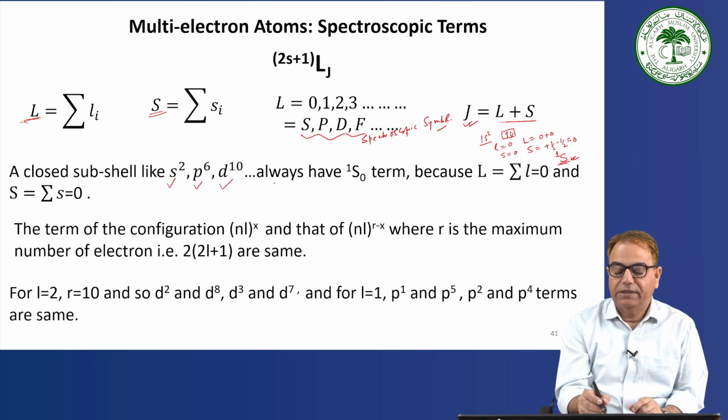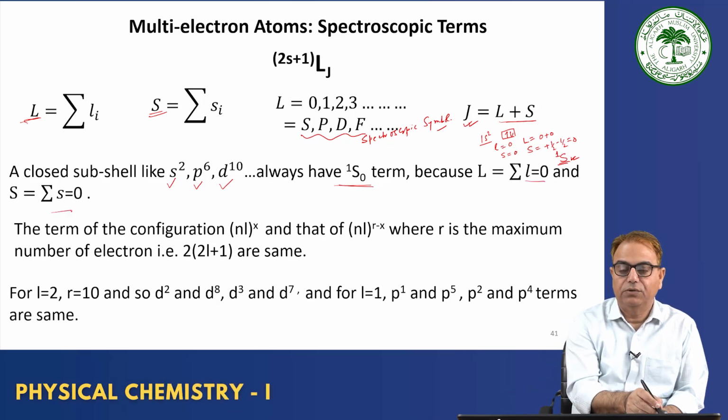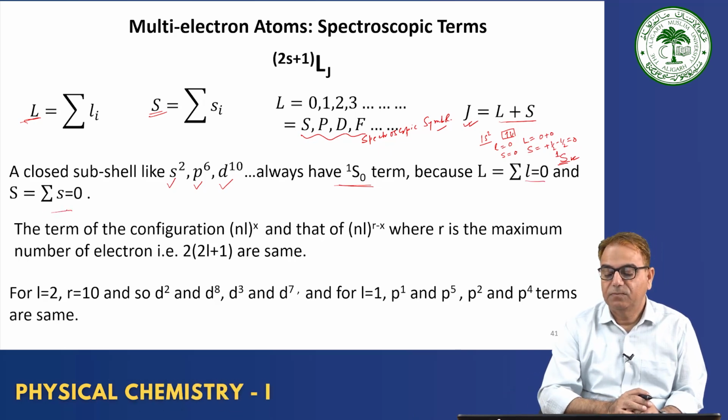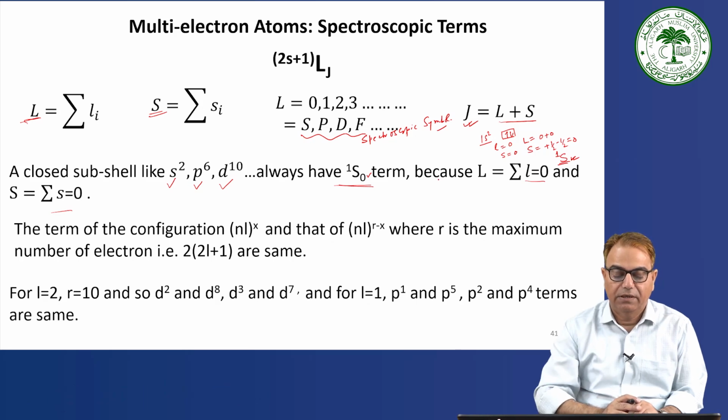So always they will have a term like 1S0. Because L is equal to 0 and S is equal to 0, J is also 0, so 0 you can put as a subscript. So 2S plus 1, L, J for any closed subshell like structures will be like this.